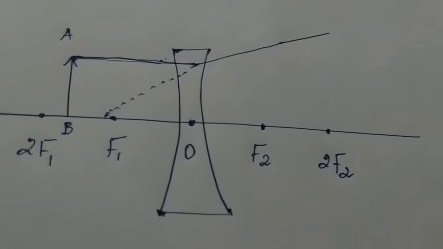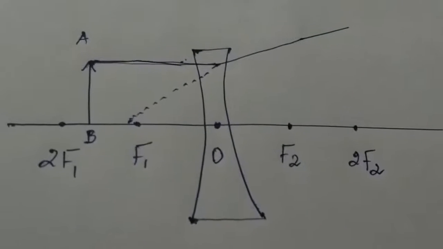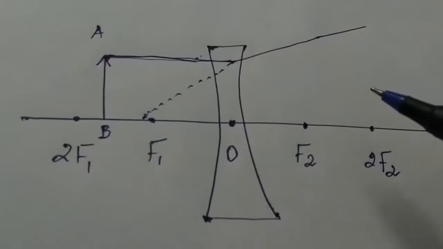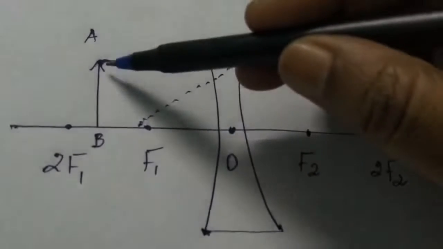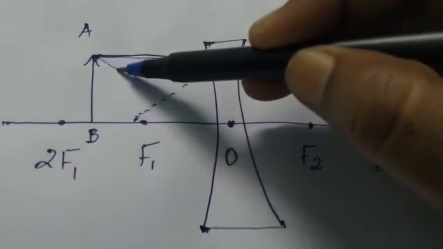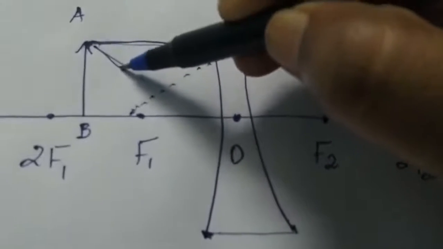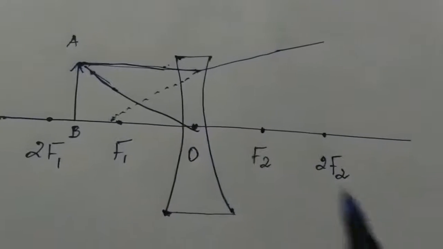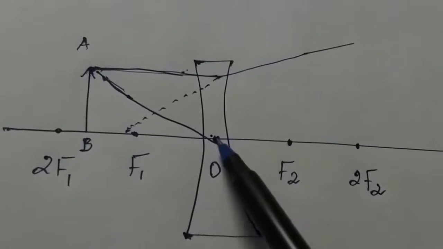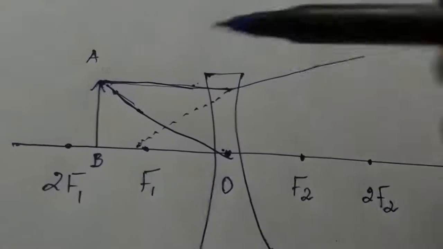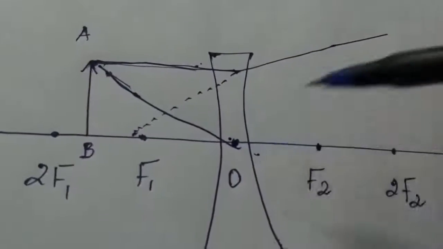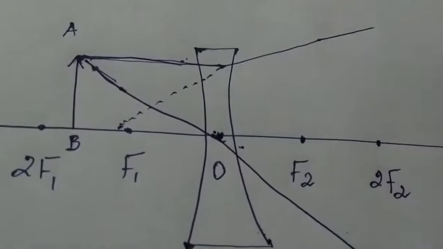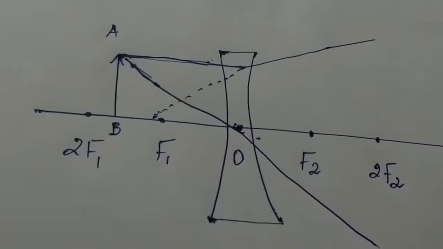And then rule 2 for the secondary ray. So let us use rule 2, the ray going towards the optical center. Students, this is the optical center. So the ray going towards the optical center goes straight through without any deviation.